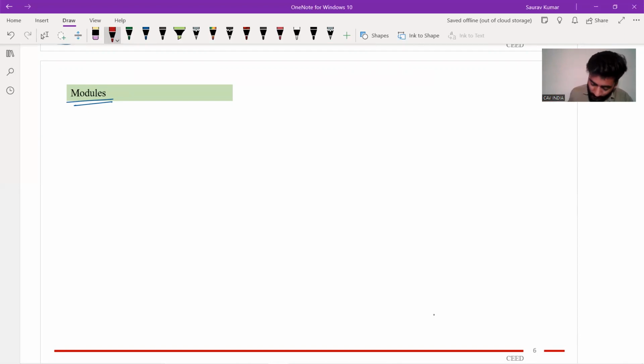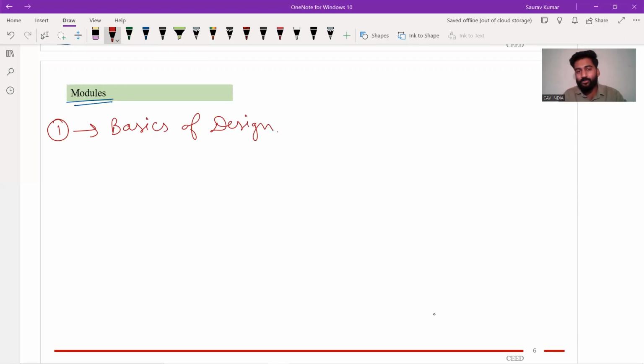First thing, we'll talk about basics of design. Basics of design is a broad head. In this, we'll talk about elements of design, principles of design, color theory, color psychology. Further, you can get into what is balance, rhythm, emphasis, proportion, scale, movement. So a lot of things are covered. It is just a broad head that I'm mentioning here. These are the modules. That's how we'll cover them.